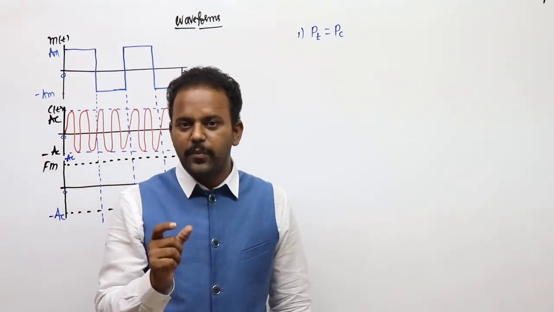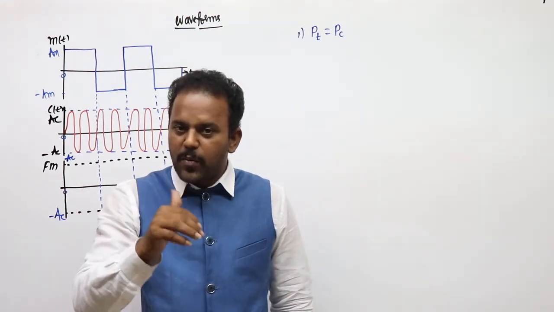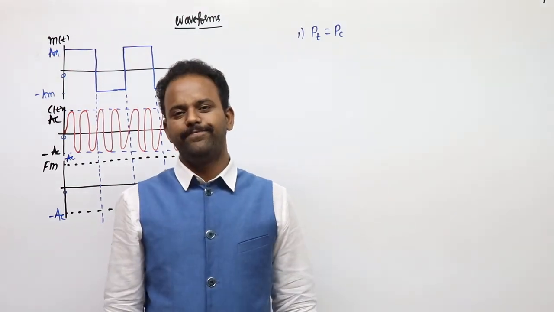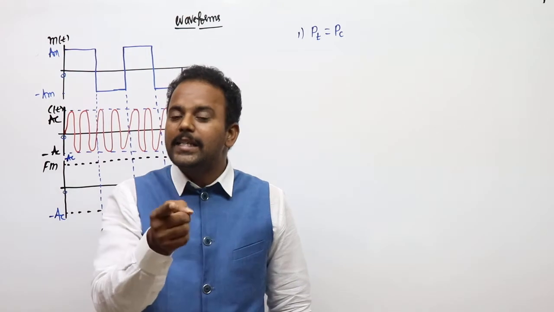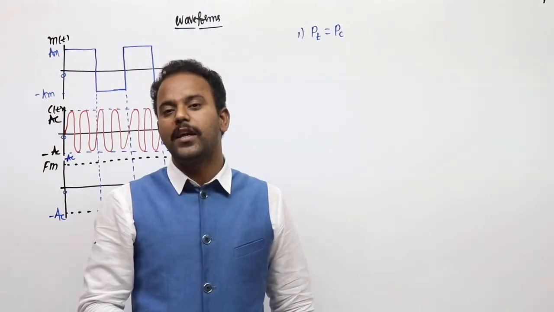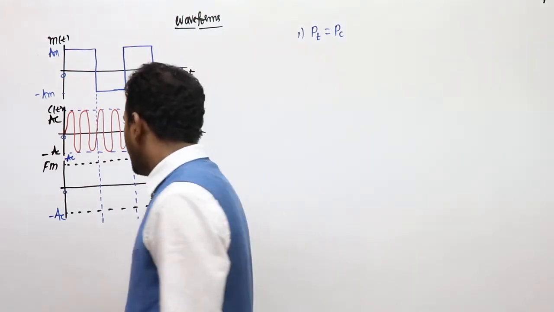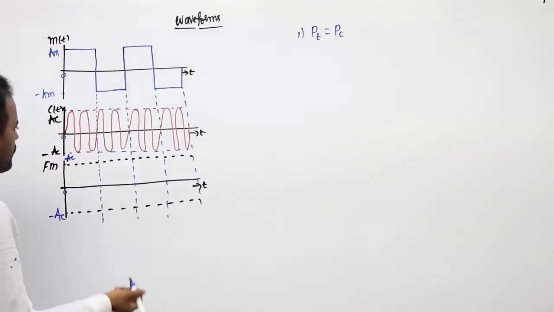If you see in AM, PC will be as it is after modulation also. PSB is extra, adding. But here, that PC itself is mostly converted into PSB. Now, let's draw the waveforms.